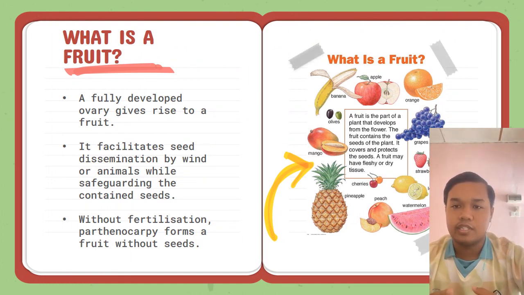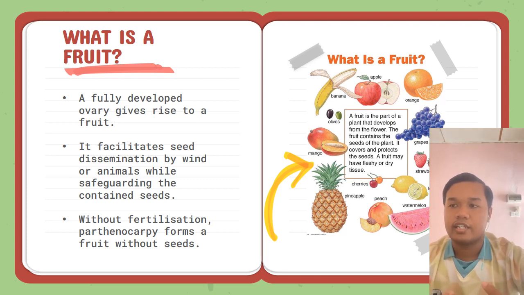Okay, a fully developed ovary gives rise to a fruit. It facilitates seed dissemination by wind or animals while safeguarding the contained seeds. Without fertilization, parthenocarpy forms a fruit without seeds. A fruit is a mature ovary of a flowering plant, typically containing seeds. Fruits develop from the fertilized ovule in the ovary.